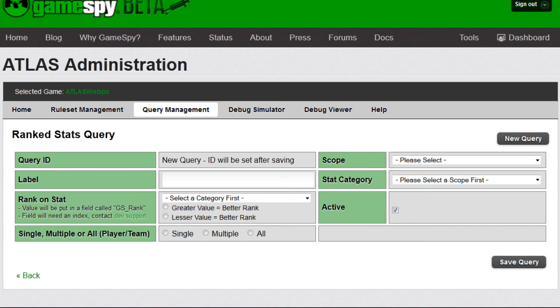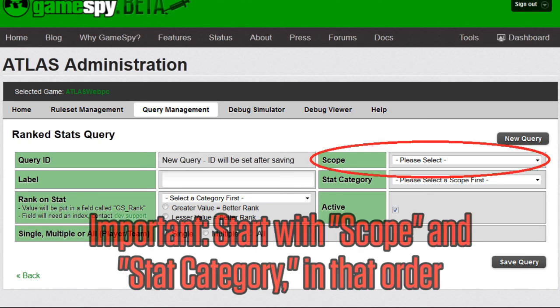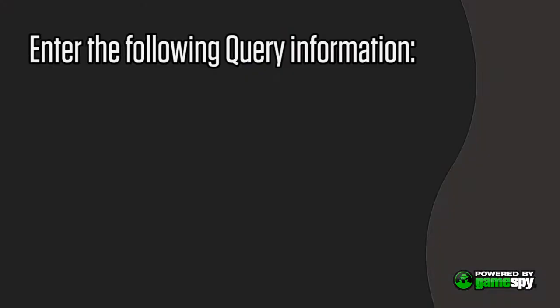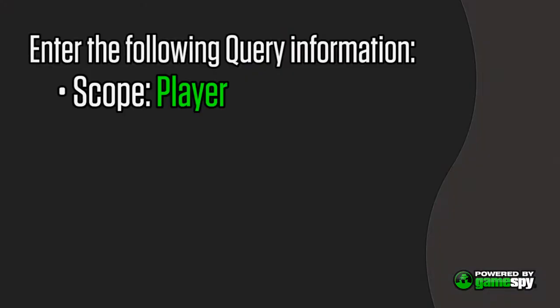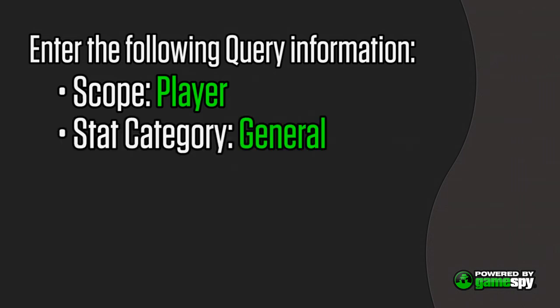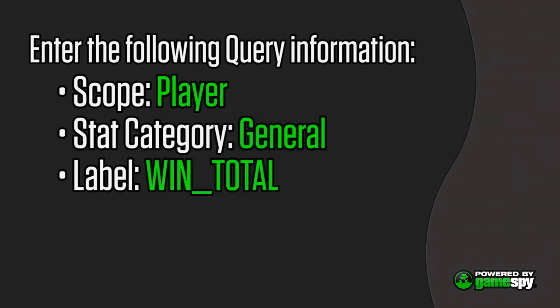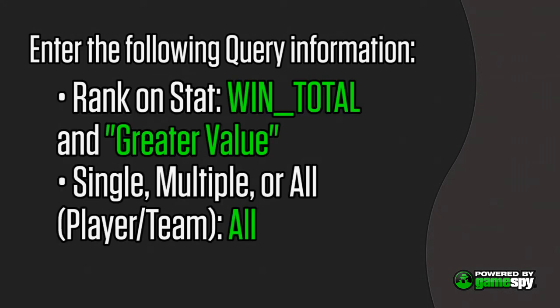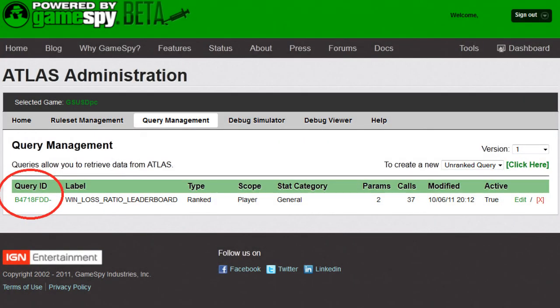The next page provides fields to specify the parameters of the query. It's important that you start in the Scope and Stat category fields in that order. Enter the following information for your new query. For Scope, enter Player. Under Stat category, enter General. Your label will be Win Total. Rank on Stat will need Win Total and greater value. And for Single, Multiple, or All, choose All. Now save your query and then click Back.